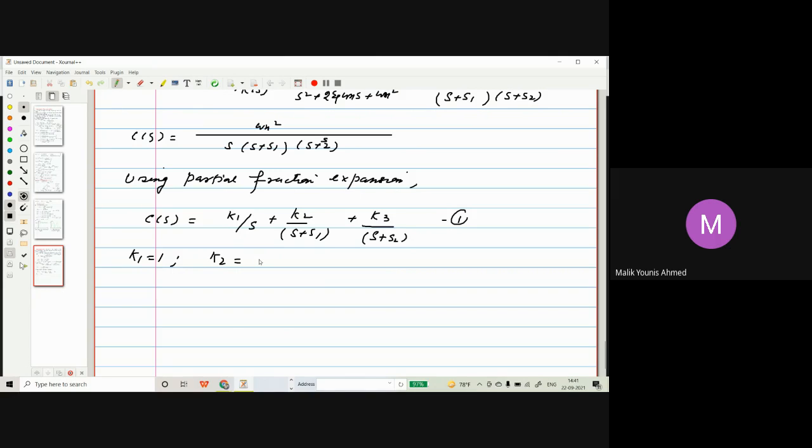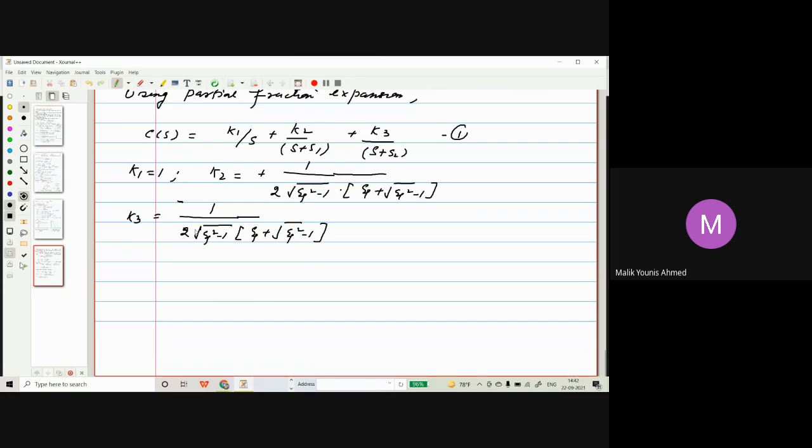The constant K1 we will get equal to 1. K2 will be 1 divided by 2 under root of xi square minus 1 into xi plus under root of xi square minus 1. And the K3 value will be minus 1 by 2 under root of xi square minus 1 into xi minus under root of xi square minus 1. You are requested to find these constants yourself, please.